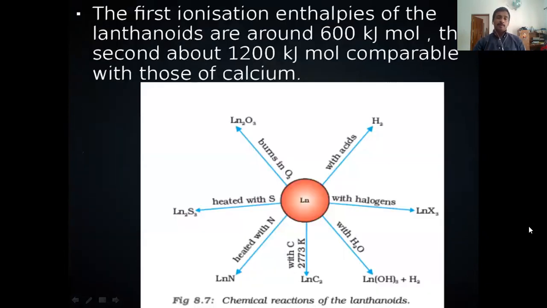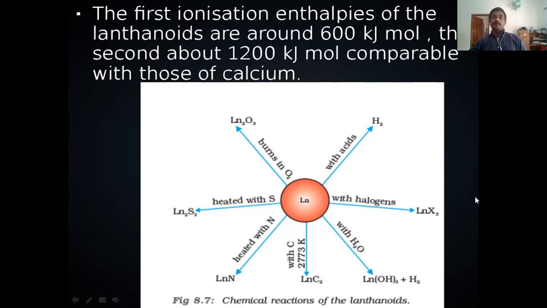We get some chemical properties. The ionization enthalpies of the lanthanides are around 600 kilojoule per mole. Here it is given as kilojoule mole, but it is kilojoule per mole. The second ionization enthalpy is about 1200 kilojoule per mole. This 1200 kilojoule per mole is the ionization enthalpy of calcium. So its second ionization enthalpy is almost similar to that of calcium. So it has similarity in its chemical properties with calcium.